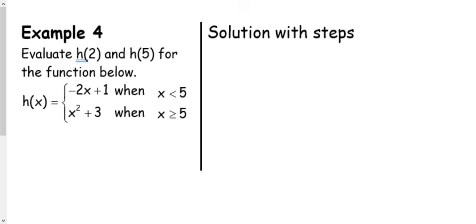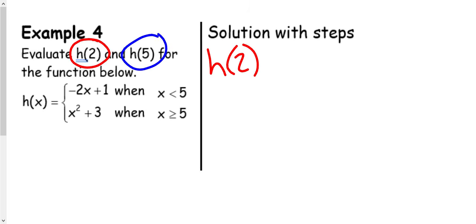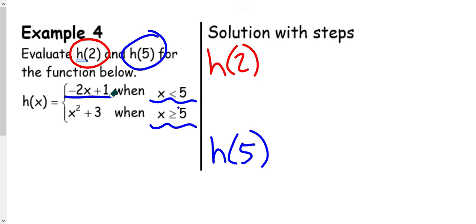So now let's look at what's called a piecewise function. They're asking us to evaluate 2 different pieces here. It says h of 2, and then h of 5. And look at what our function says. We have these restraints right here. So what this is saying is that if x is less than 5, we want to use this function. But if x is greater than or equal to 5, we want to use this function.